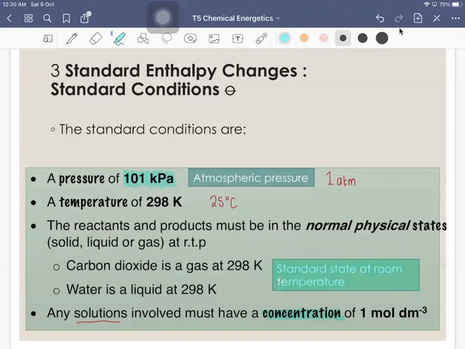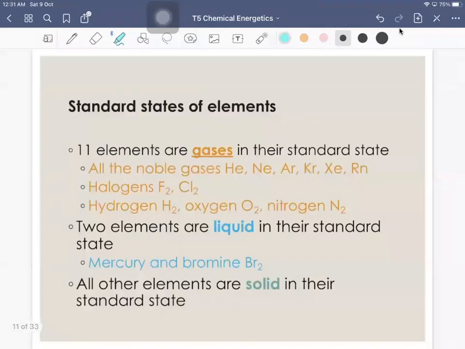So here's some additional information, which if you don't already know this, you can copy this down and just add a sticky note onto your notes. If you know this already, then that's fine. If we're talking about elements in the periodic table, you sort of know who your gaseous elements are. So there are 11 elements that are gases in their standard state.